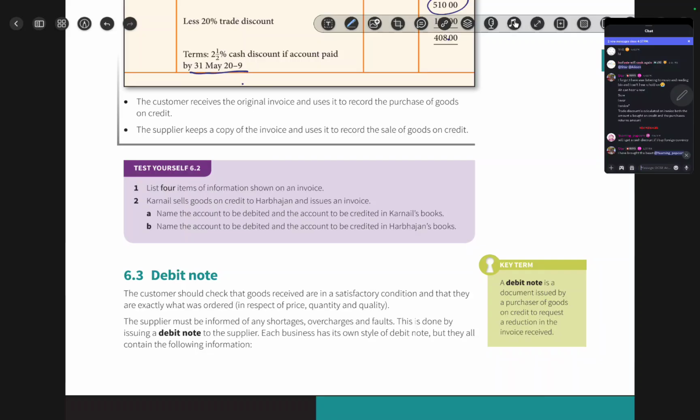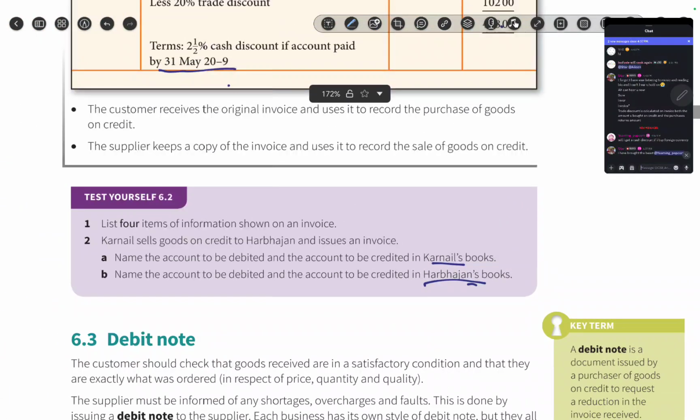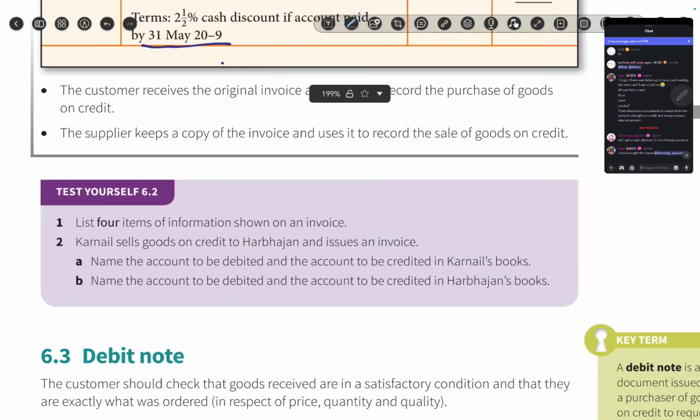Carneil sells goods on credit to Hajjan and issues an invoice. The account to be debited and the account to be credited. So you see now they're asking us the same thing but in different people's books. The difference will just be of sales and purchases. It's pretty simple. Let's solve it.